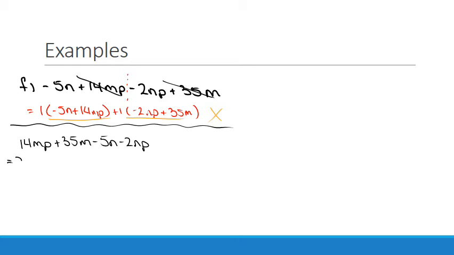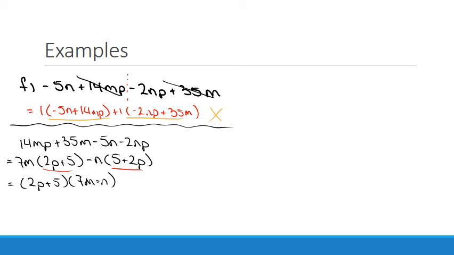So we'll start over again. 14MP and 35M. I already said that 7M is common, so I'd be left with 2P plus 5. On this other right half, I see a negative and then an N, so I'd be left with positive 5 plus 2P. And you can see the brackets are in a different order, but these brackets are equal. Positive 2P, positive 2P, positive 5, positive 5. So all is good. We rearranged and saved the question. Pull out what's common, 2P plus 5, and then the leftovers, 7M minus N. If you would have written the 5 plus 2P first, that would be fine as well. It would still work out. It still counts as an answer.